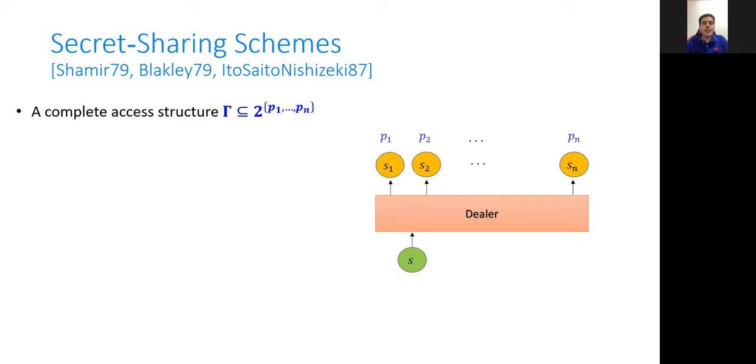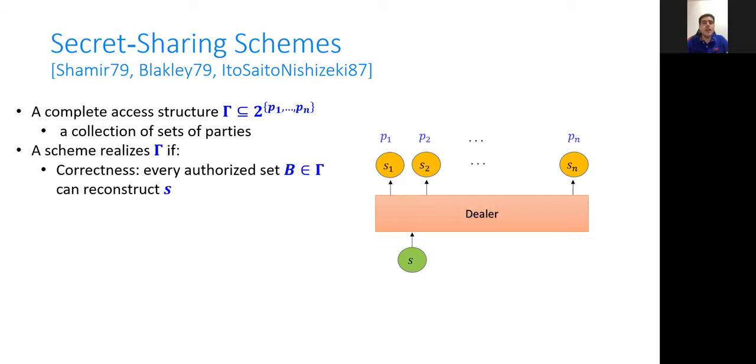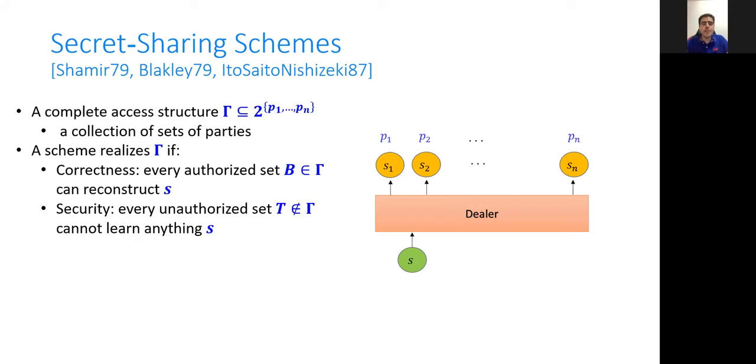So we define an access structure as a collection of sets of parties, and we say that a secret sharing scheme realizes the access structure gamma if the two following conditions hold. The first condition is the correctness. We say that any set that is in gamma should learn the secret, and this is an authorized set. The second condition is security. We say that any set that is not in gamma should learn nothing about the secret, and this is an unauthorized set. In this talk, the secret is only one bit unless we mention otherwise.